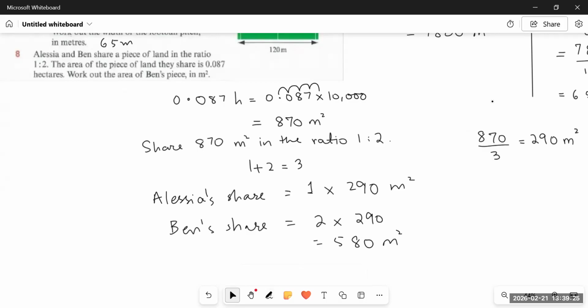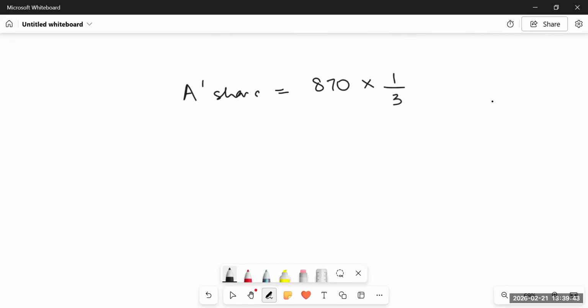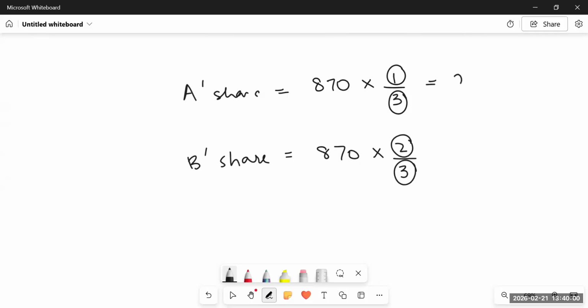Or what else can we do over here? We can do it like this. For Alicia's share, we can take 870 multiplied by 1/3. And for Ben's share, we will again take 870 and multiply it with 2/3. What is this? For Alicia, it's one part out of total 3 parts. For Ben, it's 2 parts out of total 3 parts. So this will also give you the same answers, that is 290 meters square and 580 meters square. And that's it.